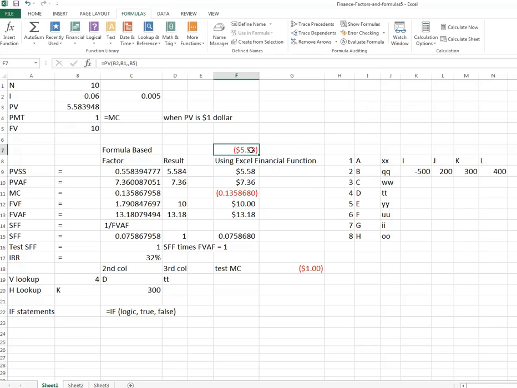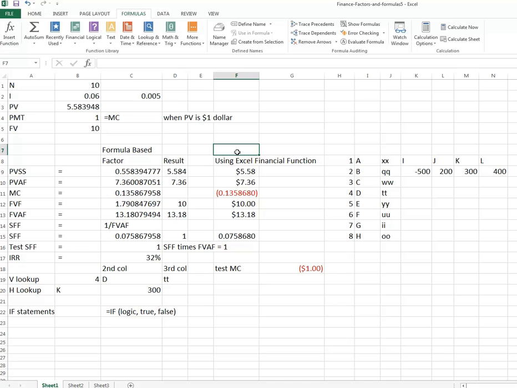Now notice it's in negative form, so here I switched it by saying minus the present value to make it work out the same on a positive basis. And of course, Excel assumes it's an inflow or an outflow depending on your plus or minus signs.